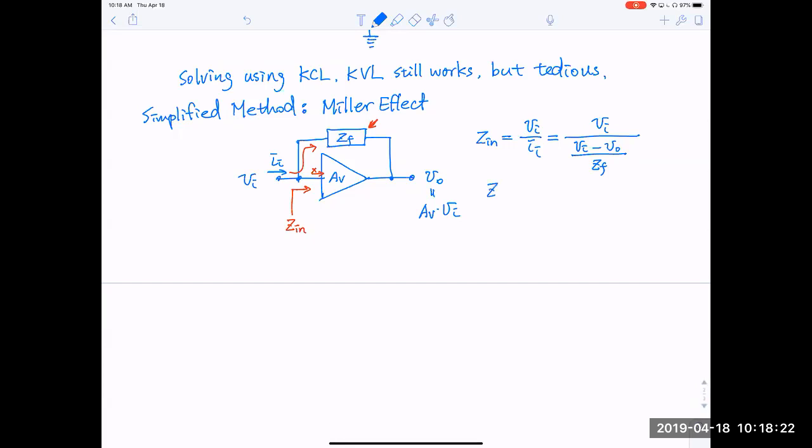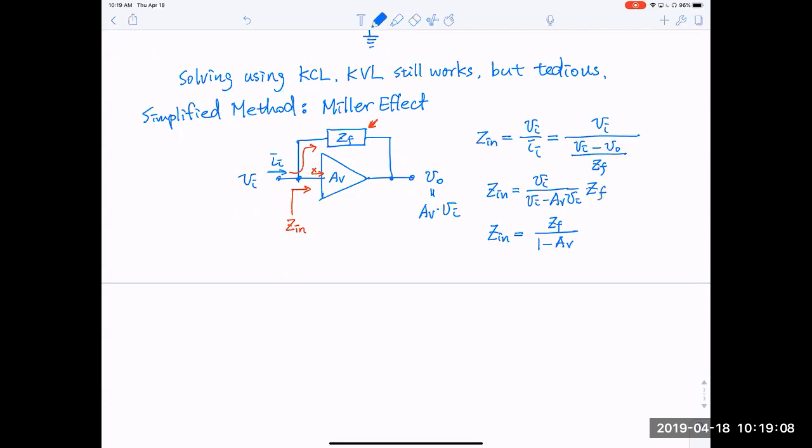So Zin is equal to VI over (VI minus AV VI) divided by ZF. VI cancels out, so Zin is equal to basically ZF divided by 1 minus AV. Okay, so it's ZF divided by 1 minus AV.